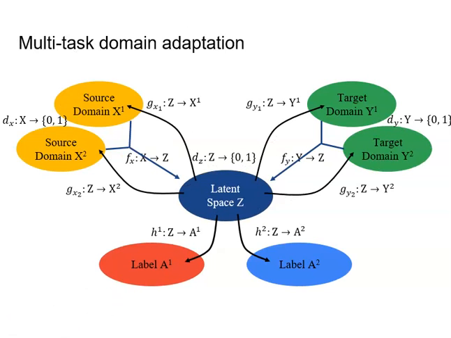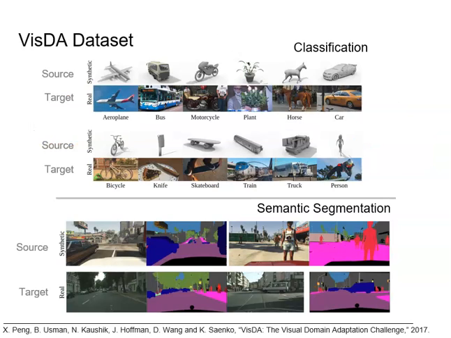Now in multitask domain adaptation, we have multiple sets of training images, each for a task. We also have multiple tasks. The latent features are used for performing these tasks. So we hope to learn features that are not only invariant to domains, but also invariant to tasks. Please refer to our paper for the technical details.